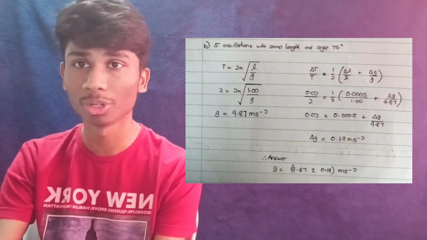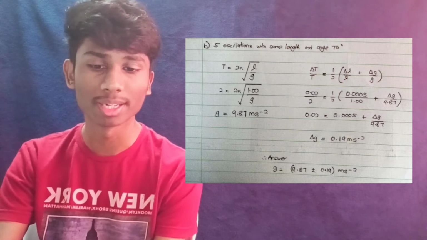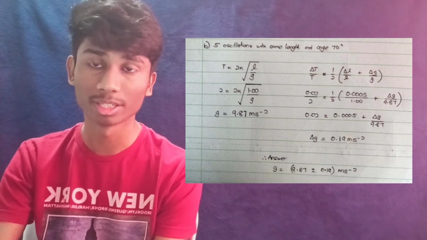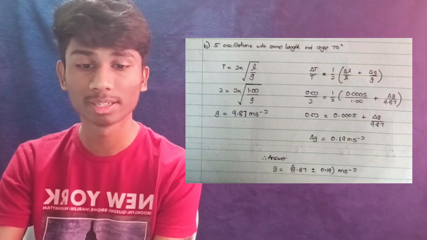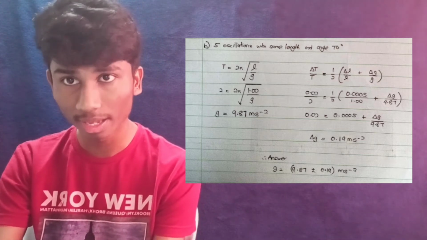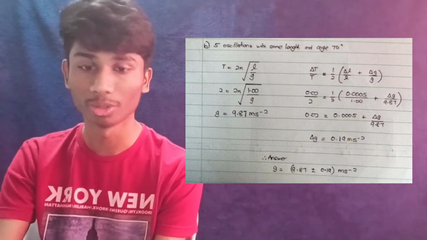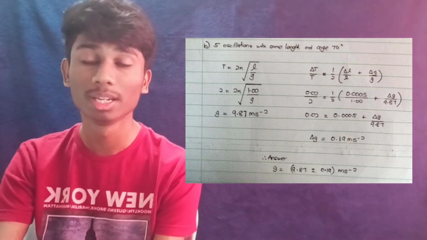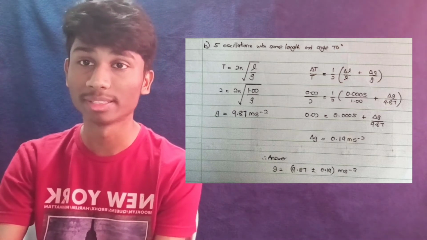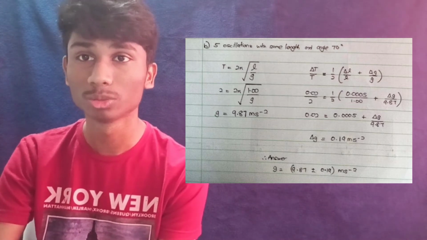So after substituting all the values inside, we will get acceleration due to gravity is 9.87 ms^-2. Again, we have to find the uncertainty of the acceleration due to gravity. We use the same formula: uncertainty T divided by T is equal to 1 over 2 times uncertainty L over L plus uncertainty G over G. After substituting all the values, we will get the uncertainty of G is equal to 0.91 ms^-2. So the final answer will be 9.87 plus or minus 0.91 ms^-2.